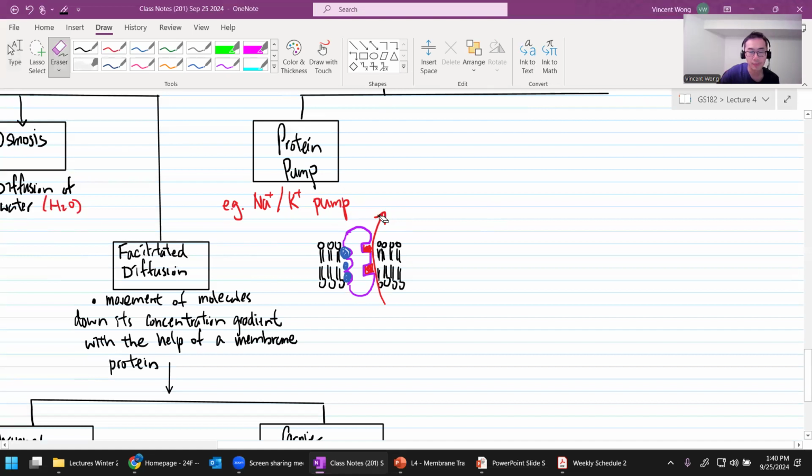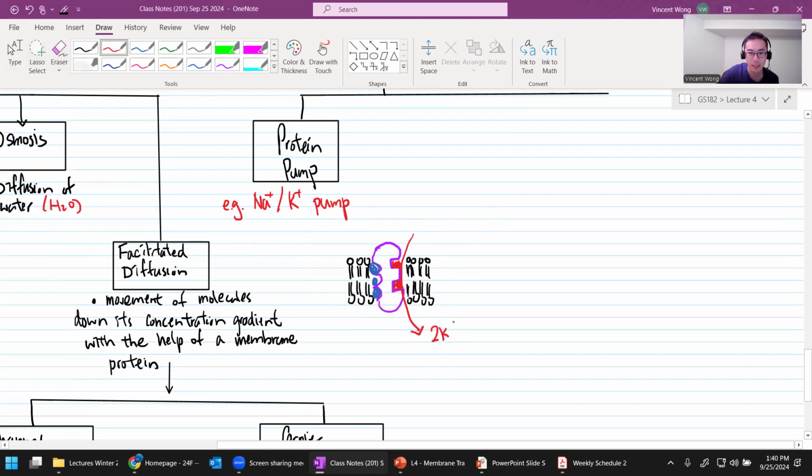Actually, sorry, I wrote it the other way around. Give me one second. Let me just move this out of the way. Okay, so the reds are actually the potassium. It will bring in 2 potassium ions, and in exchange, it will take out 3 sodium. That's what the blue balls are. Okay, those are the sodium.